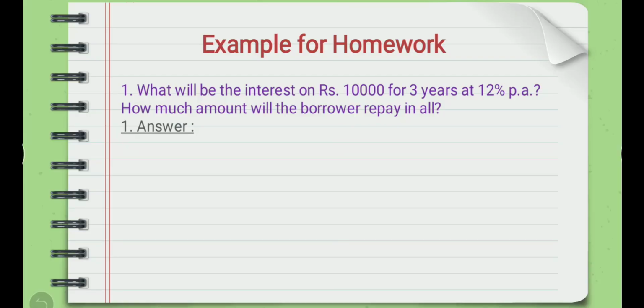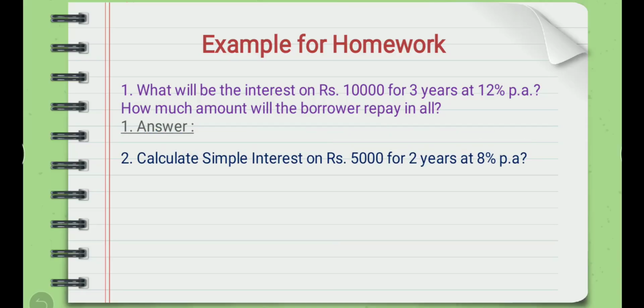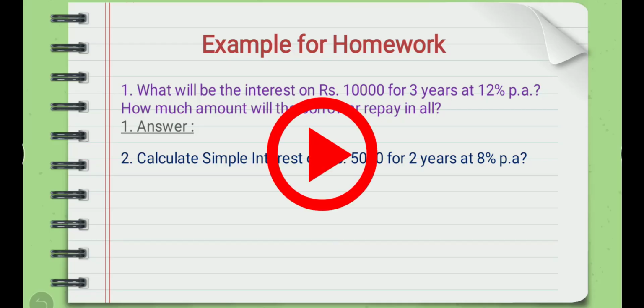Now the second example. Calculate simple interest on rupees 5,000 for 2 years at 8% per annum. So in this example you have to calculate only simple interest. There is no need to calculate amount for this example. Pause this video for a minute, calculate your answer and comment in the chat box.